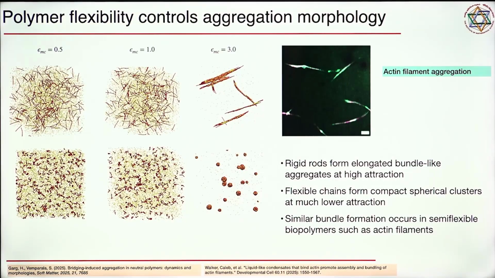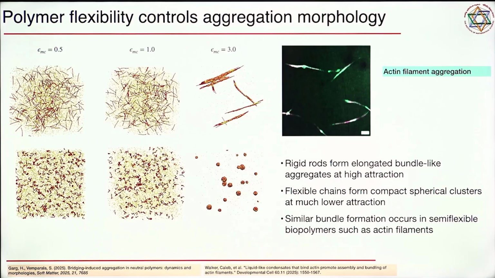No, crowders are neutral. Sorry, I should have mentioned. If your crowders are also charged, then what people do, instead of crowders, is add salt to the system. They shield the polyelectrolyte, and then maybe the aggregation mechanism would be very different. So here we are looking at only neutral crowders, charged polymer, and charged counterions present. That is the system.